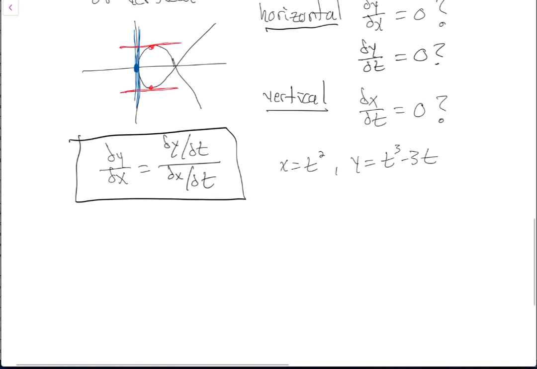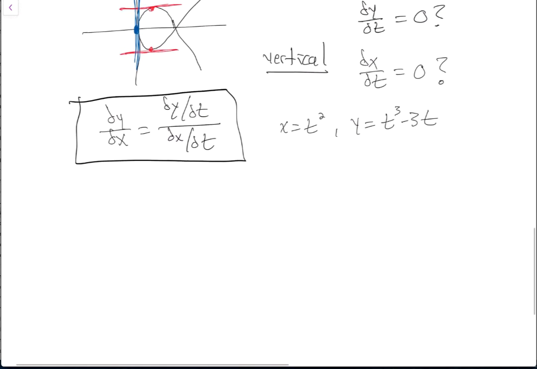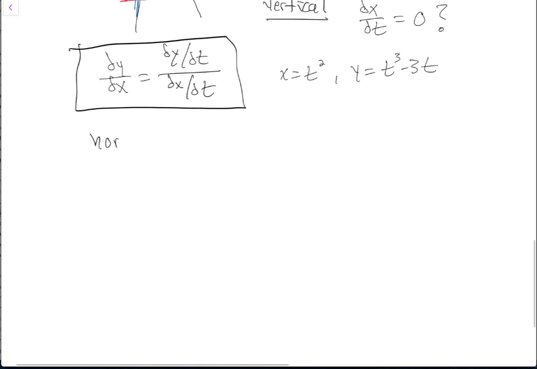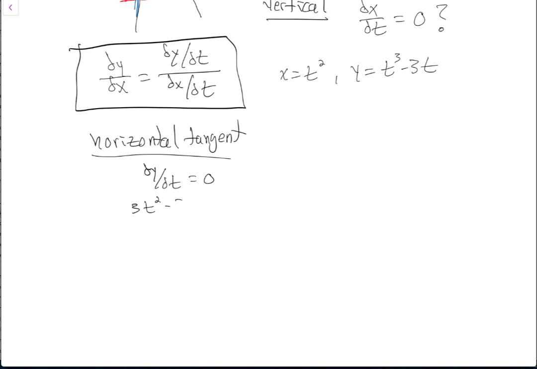To find the horizontal tangents, just because that was the order in which we went, we're going to set the numerator equal to 0. So for the horizontal tangent, we set dy/dt equal to 0. For this example, we have 3t squared minus 3. Here's our y equation. So 3t squared minus 3 equal to 0. We get 3t squared equals 3, t squared equals 1, and t equals plus or minus 1.